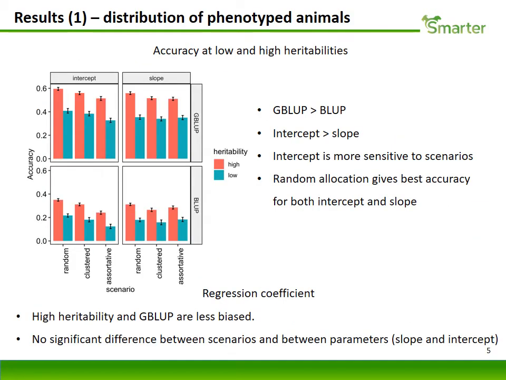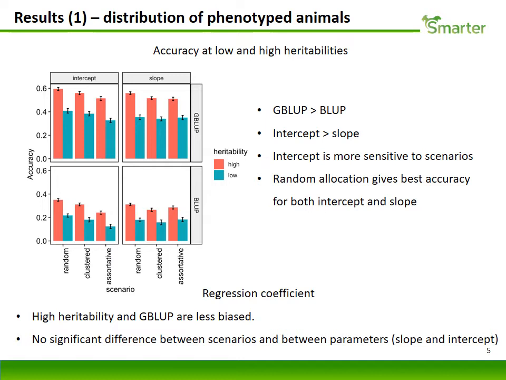So here's the result for accuracy. In this figure, we have the accuracy of intercept, the two figures on the left, and slope, the two figures on the right, that are calculated using GBLUP, the two on the top, and BLUP, the two on the bottom. On the x-axis, we have different scenarios. So each pair of bars represents one scenario with colors representing high or low heritability.